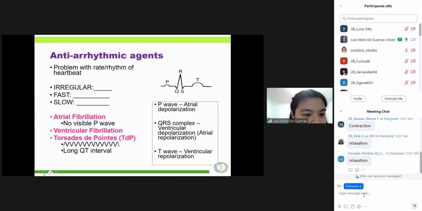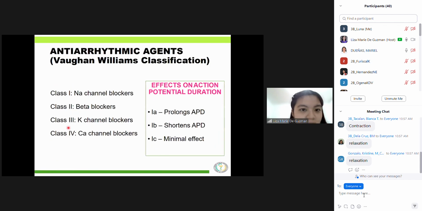Now, what do we give during arrhythmia? So we have the following anti-arrhythmic agents. We have different classes: the sodium channel blockers, the beta blockers, the potassium channel blockers, and then the calcium channel blockers. And then they differ.